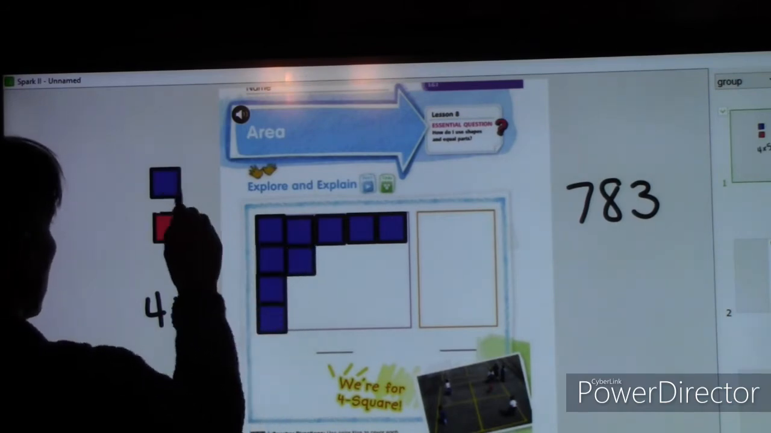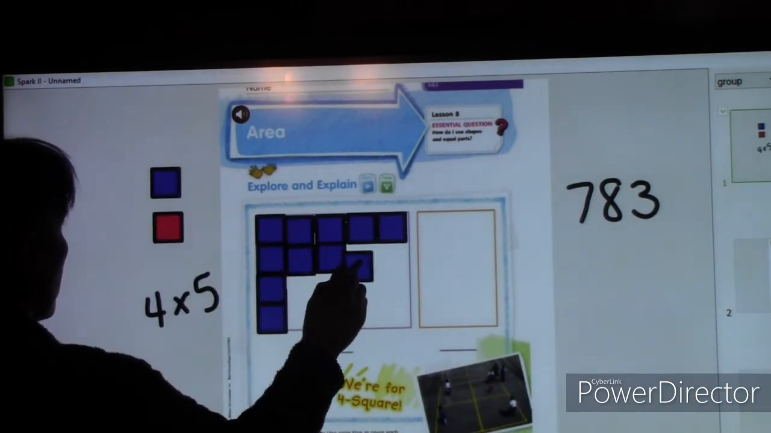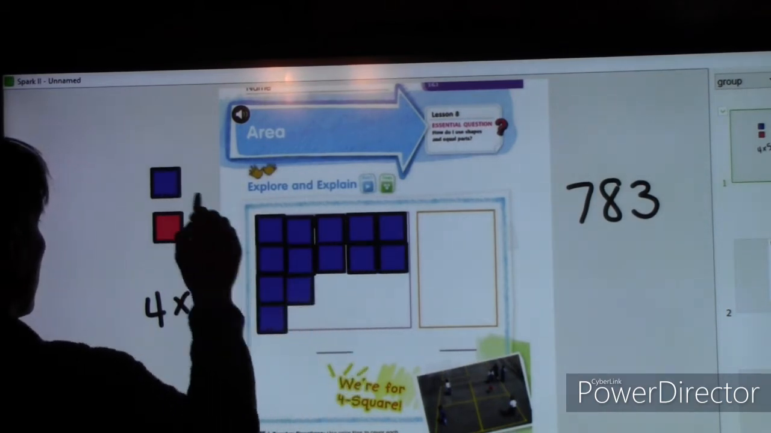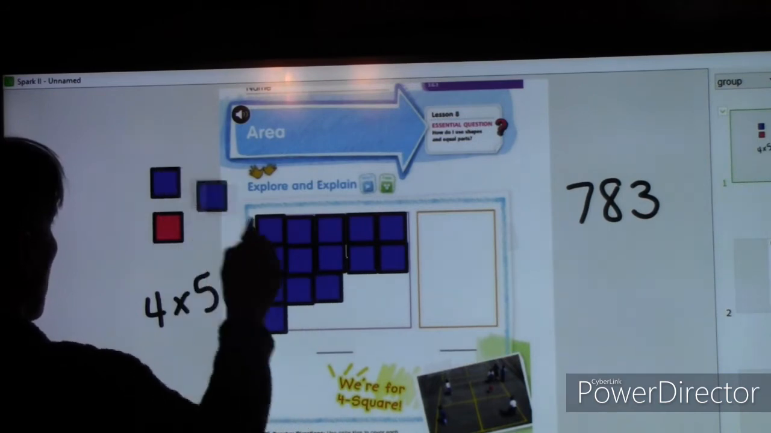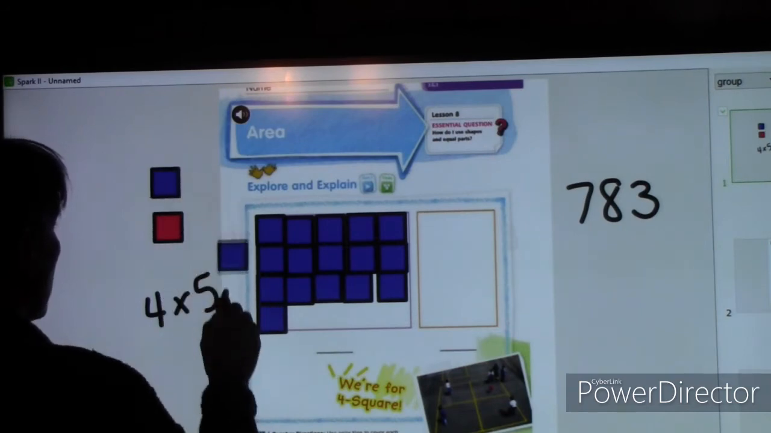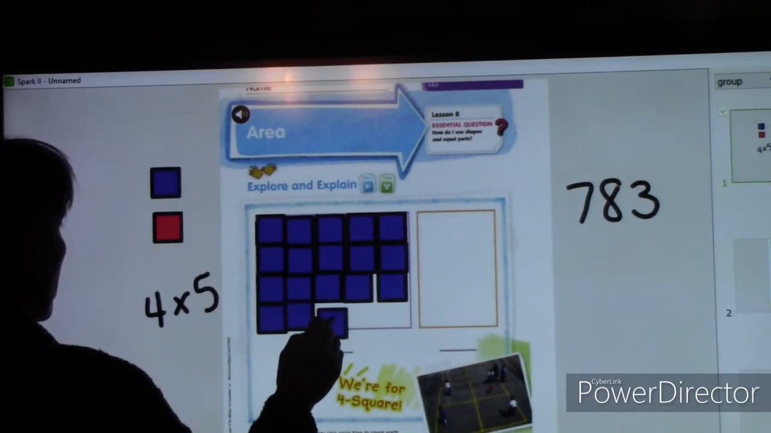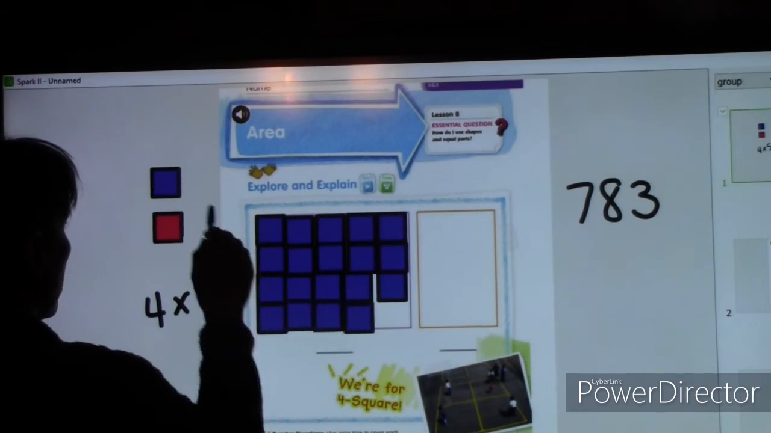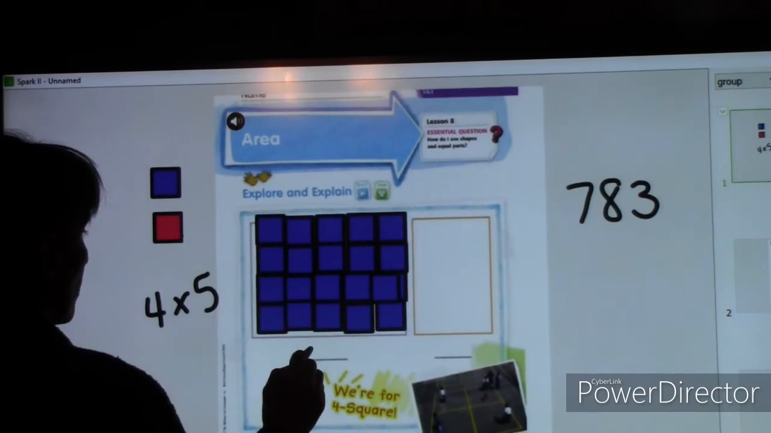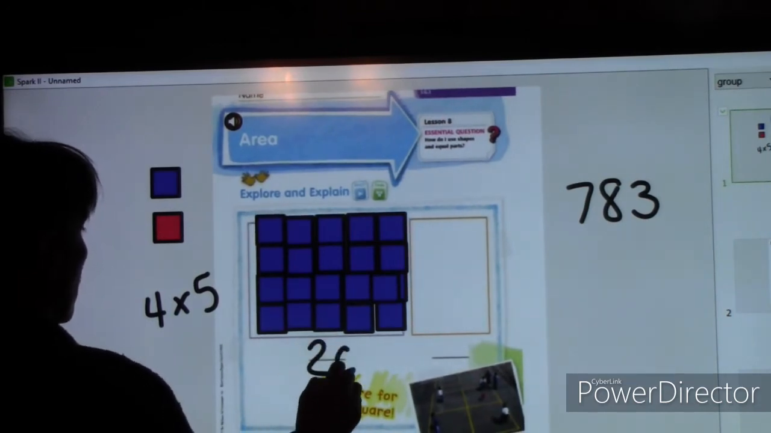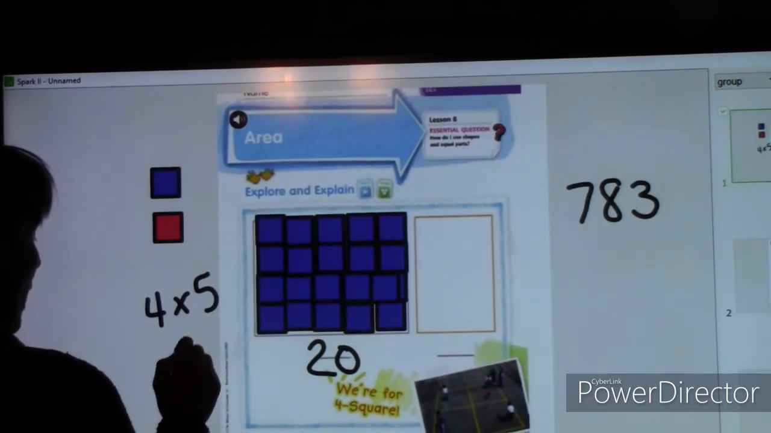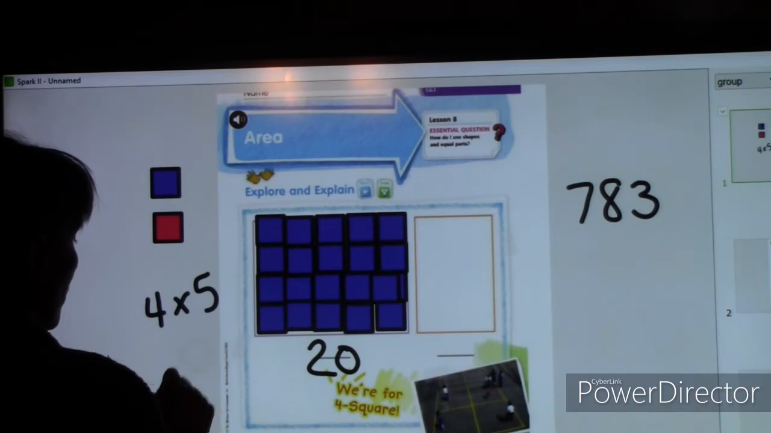So 7, 8, 9, 10, 11, 12, 13, 14, 15, that one counts as 16, 17, 18, 19, 20. So I can fit 20 squares into that rectangle. Okay? So 4 by 5, or 4 times 5, equals 20.